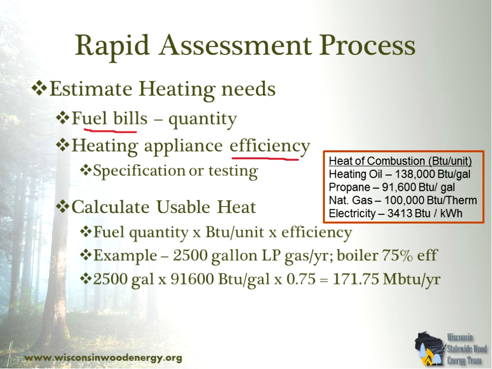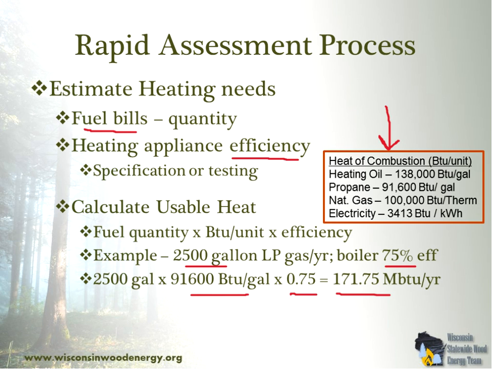So the first thing, let's go through kind of the rapid assessment. How do you figure out what you need or what you're going to do for this? So the first point on this is you got to figure out what your heating needs are. Now, typically, we can go to our heating bills and look at those and get some quantities of heat we're using. But we also need to know the efficiency of the appliance. Because if we're changing from one fuel to another, the efficiencies often change. So we need to know that.